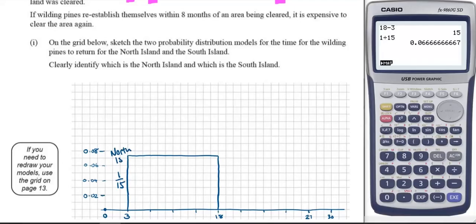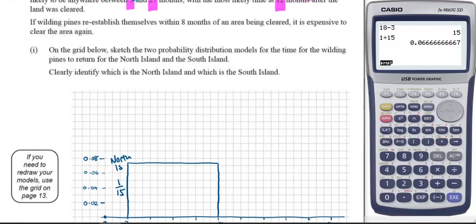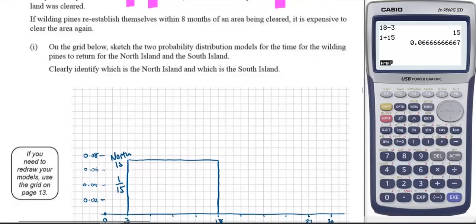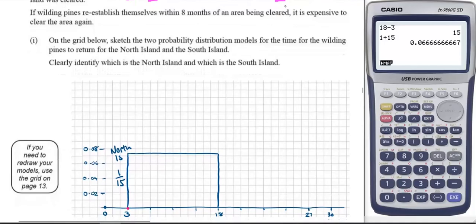And then let's do the South Island in another colour. So the South goes from 3 to 27, but it's got a most likely time at 12. So for this one, we've got a triangular distribution because we've been told the mode. So 3 up to 27 with a mode at 12. So that'll be the mode just here at 12.